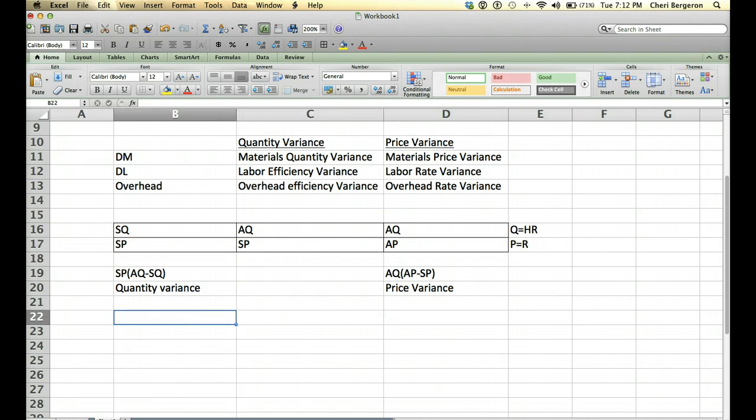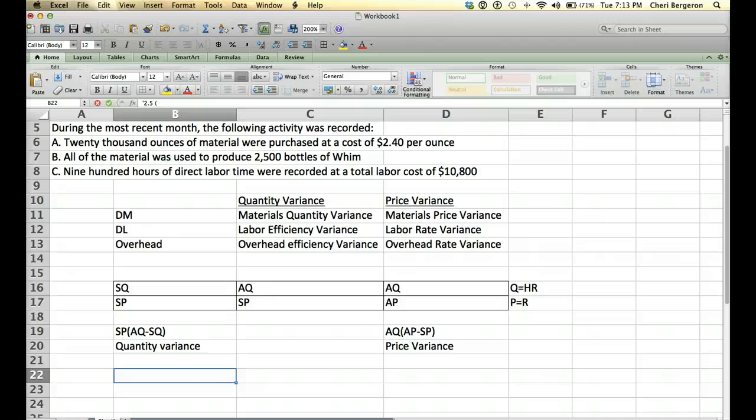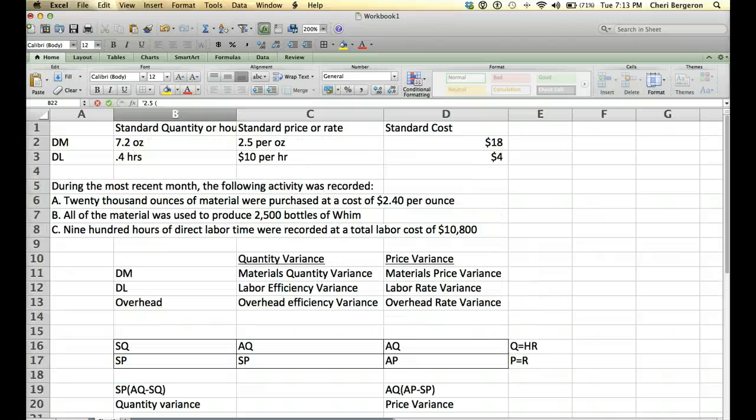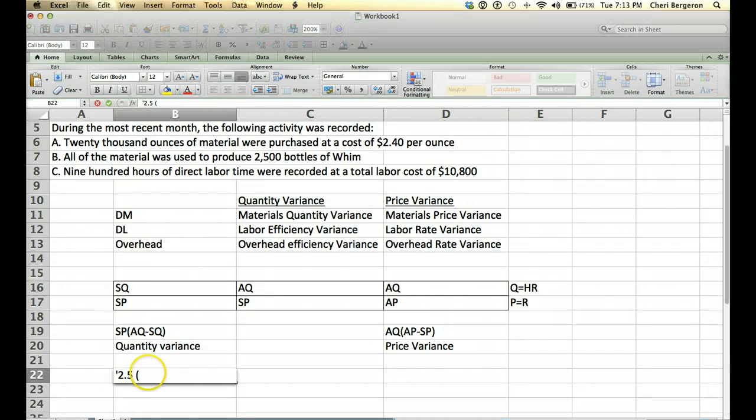So I'm going to say 2.5 per ounce times, I need my actual quantity. My actual quantity is given down here where they say during the most recent month the following activity was recorded. That means that it's my actual. So I'm looking for the actual amount of direct materials. 20,000 ounces of materials were purchased. All the materials were used. 900 hours of direct labor time were recorded. All right, therefore 20,000 ounces of material was my actual quantity.